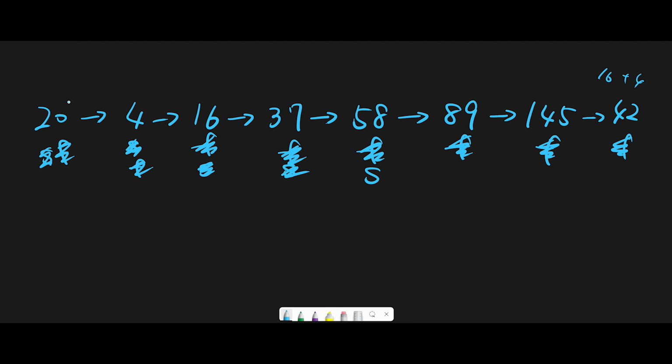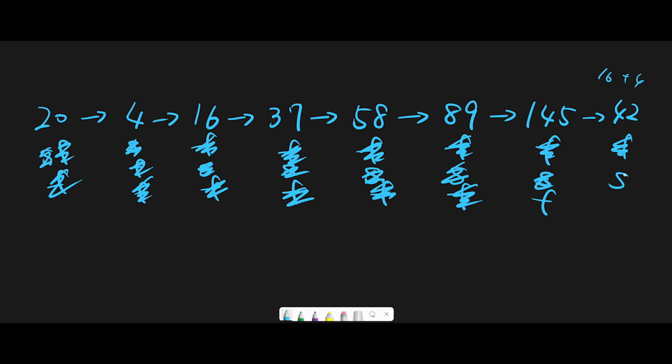And after 42, that should be 16 plus 4, right? And 20. So that is 20 here. So the fast pointer moves back to 20. And then the slow pointer calculates 58, and the fast pointer calculates 20 and 4. And the slow pointer calculates 89, and the fast pointer calculates 16 and 37, and the slow pointer calculates 145, and the fast pointer calculates 58 and 89, and the slow pointer calculates 42.